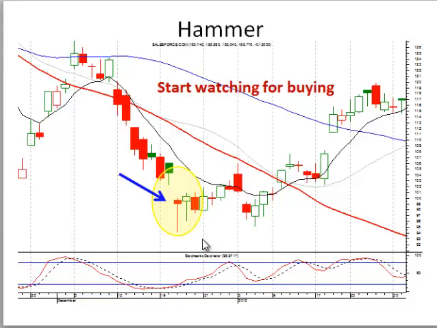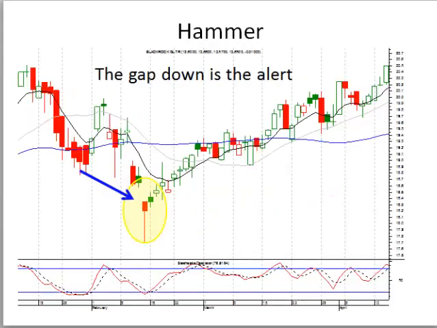Most people panic sell at the bottom. So the question always is, if everybody is panic selling, who's buying at the bottom? And it's usually the smart money. Knowing that most people panic sell at the bottom, witnessing that gap down in an oversold condition should be the alert that tells you to start watching for some sort of candlestick reversal signal.